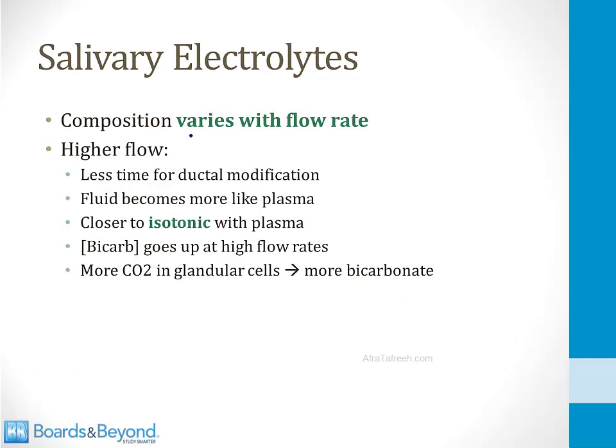The electrolyte composition of saliva varies with flow rate. This is similar to what happens in the pancreas. When there's higher flow, there's less time for the ductal cells to modify the fluid, so the fluid becomes more like plasma, more like the fluid that was secreted initially in the acinus. It becomes closer to isotonic with plasma.